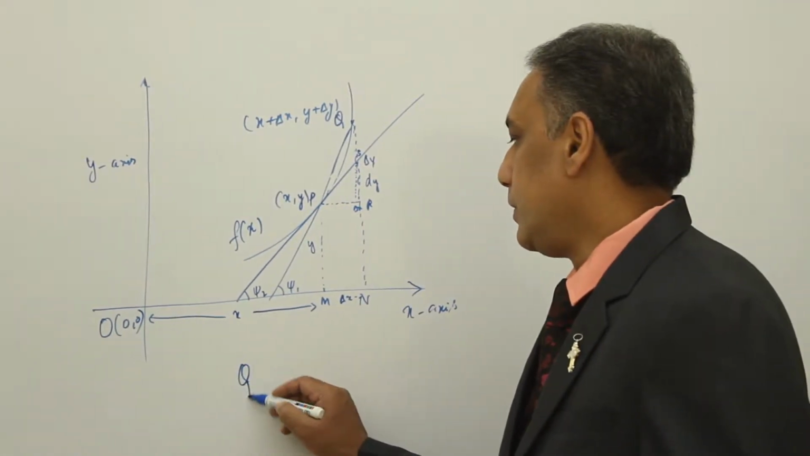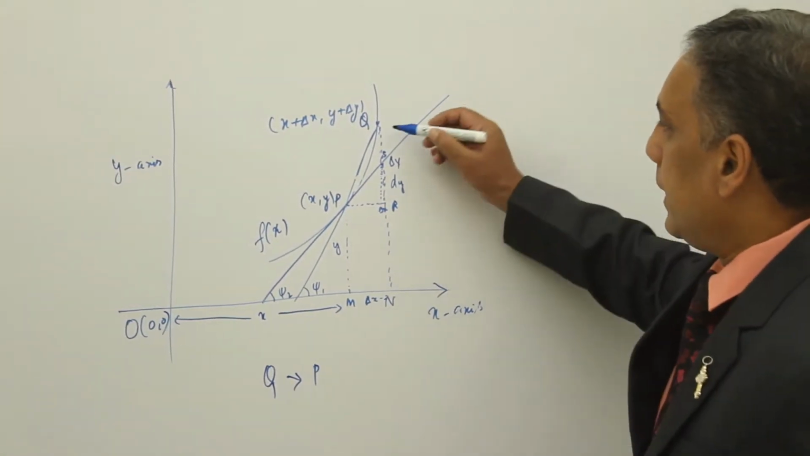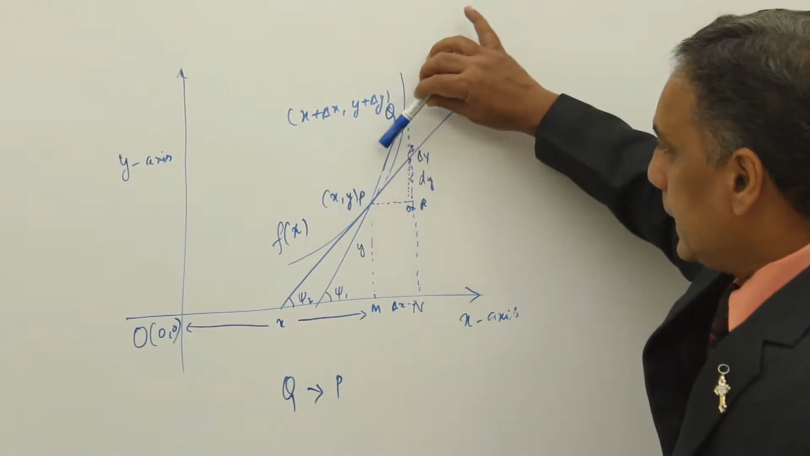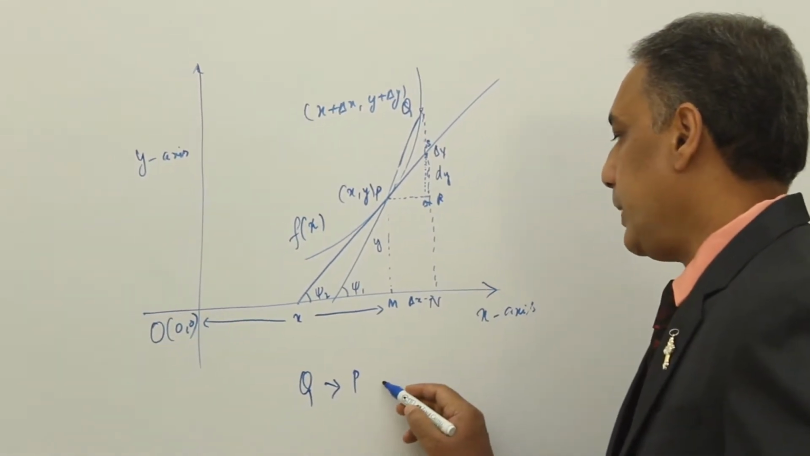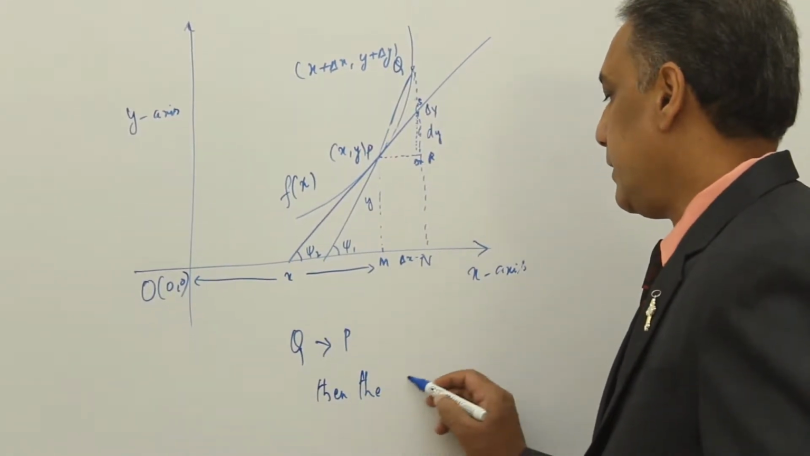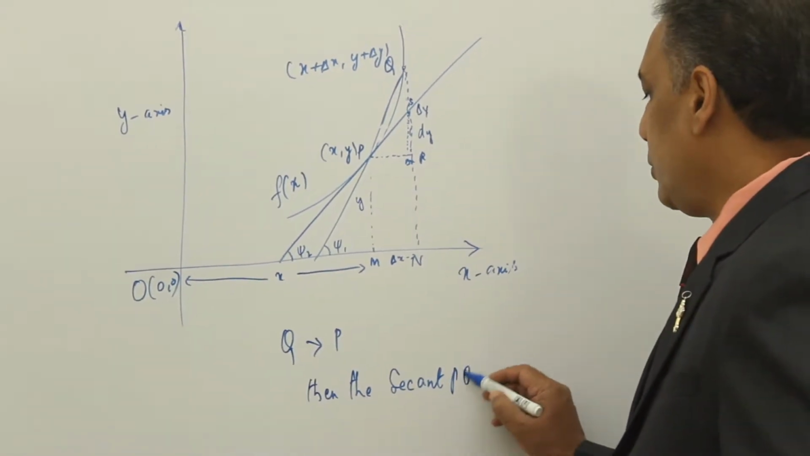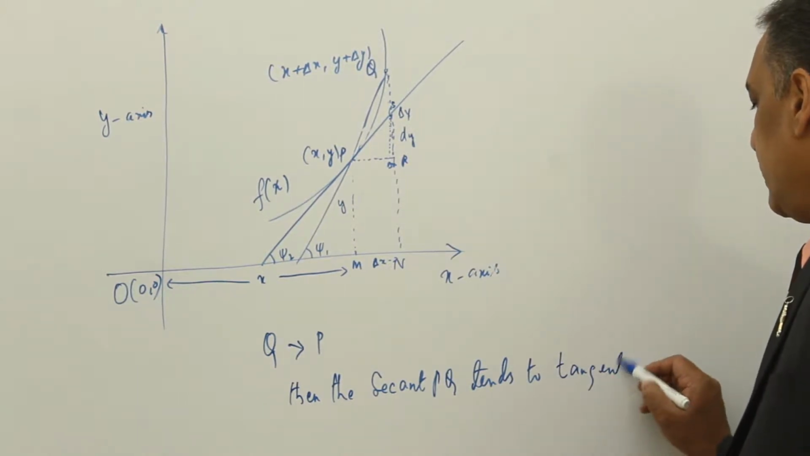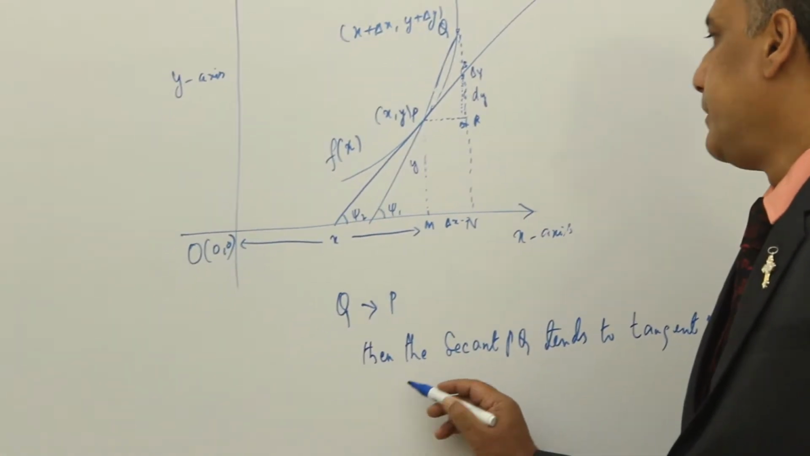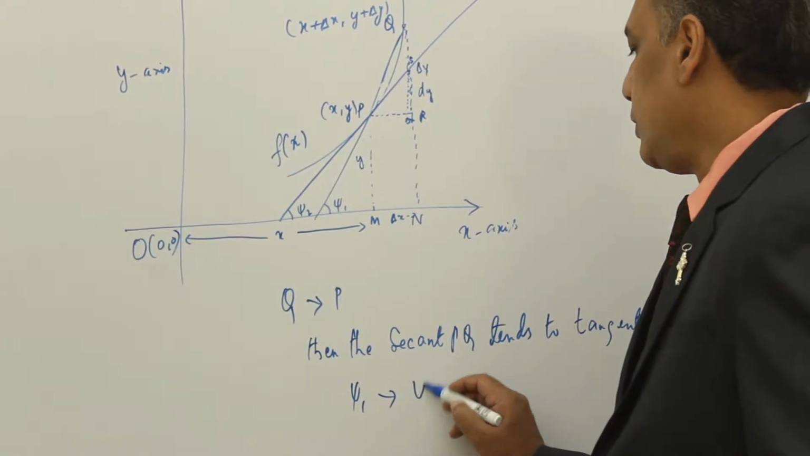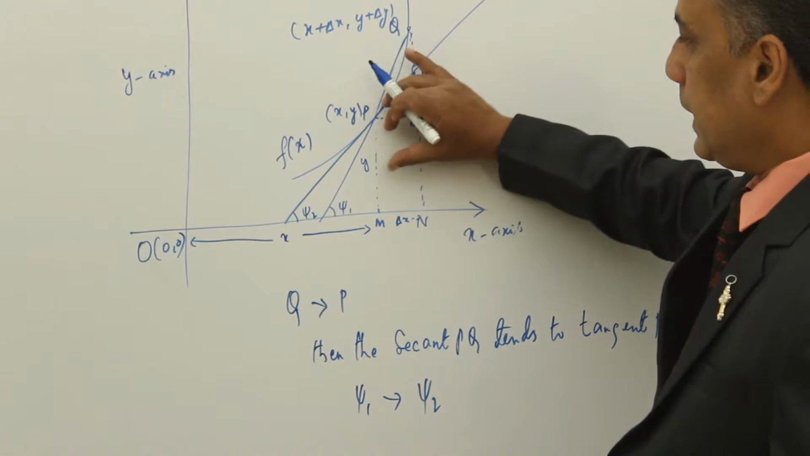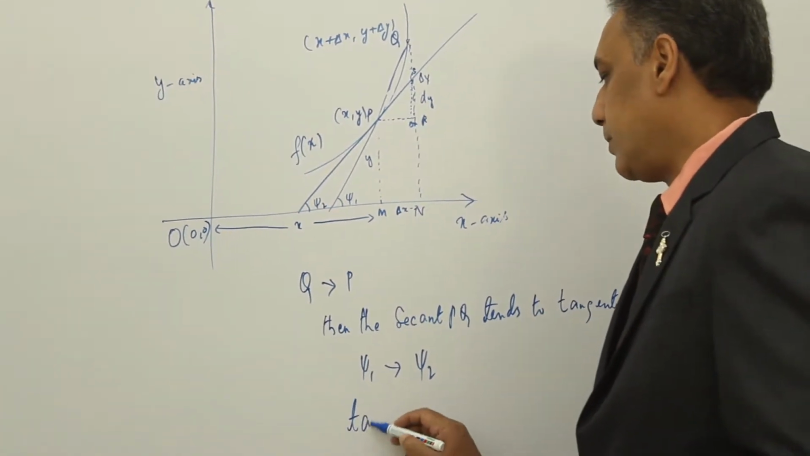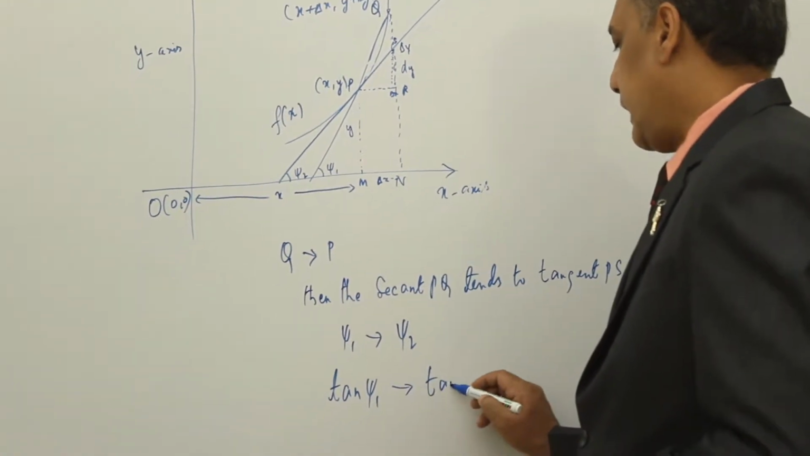So if Q tends to P, in the sense, if you make this line a tangent, if it moves towards this line, then the secant becomes tangent. So if Q tends to P, then the secant PQ tends to tangent PS, and phi1 will tend to phi2. This means the angle of inclination will change from phi1 to phi2. The inclination is nothing but tan theta. So tan phi1 will become tan phi2.